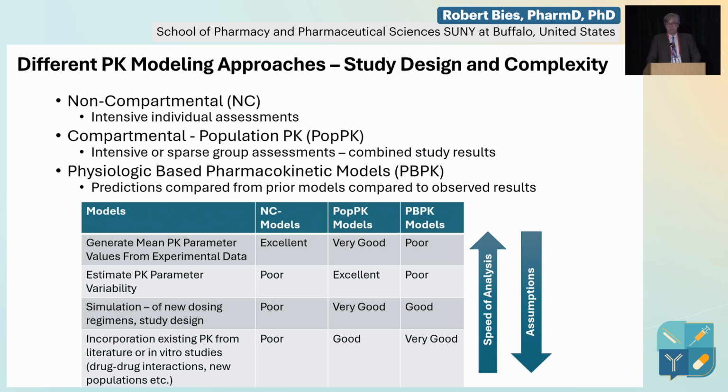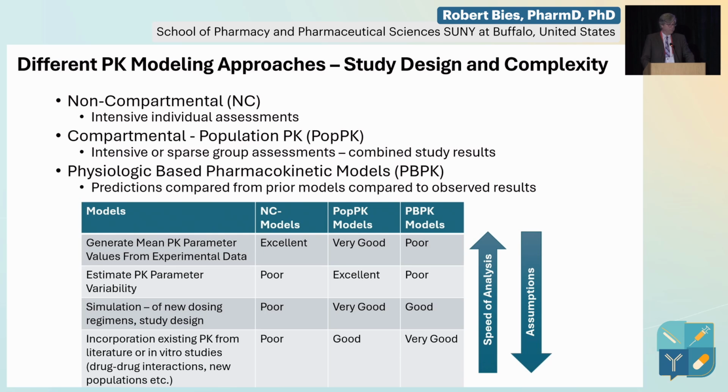So some basic review on different PK modeling approaches. Of course, there's non-compartmental approaches that require intensive individual assessments. They're excellent at generating mean pharmacokinetic parameter values from experimental data, but not as good at estimating PK parameter variability, or they're certainly not very well suited to simulation or the incorporation of existing pharmacokinetics from literature.